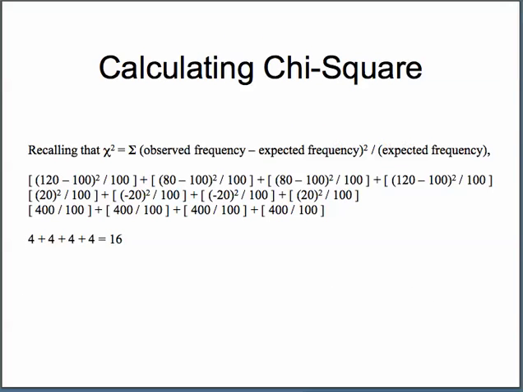Recalling that the chi-square statistic is the sum of the observed frequency minus the expected frequency squared divided by expected frequency, we simply do the calculation. 120 minus 100 squared divided by 100, plus 80 minus 100 squared divided by 100, plus 80 minus 100 squared divided by 100, plus 120 minus 100 squared divided by 100. 20 squared divided by 100, plus minus 20 squared divided by 100, plus minus 20 squared divided by 100, plus 20 squared divided by 100, yields 400 divided by 100, four times. 4 plus 4 plus 4 plus 4 equals 16.